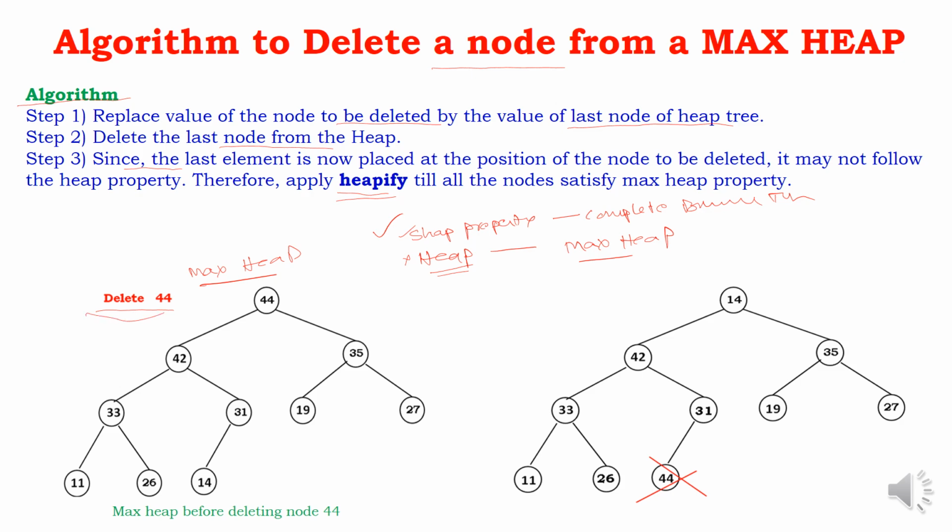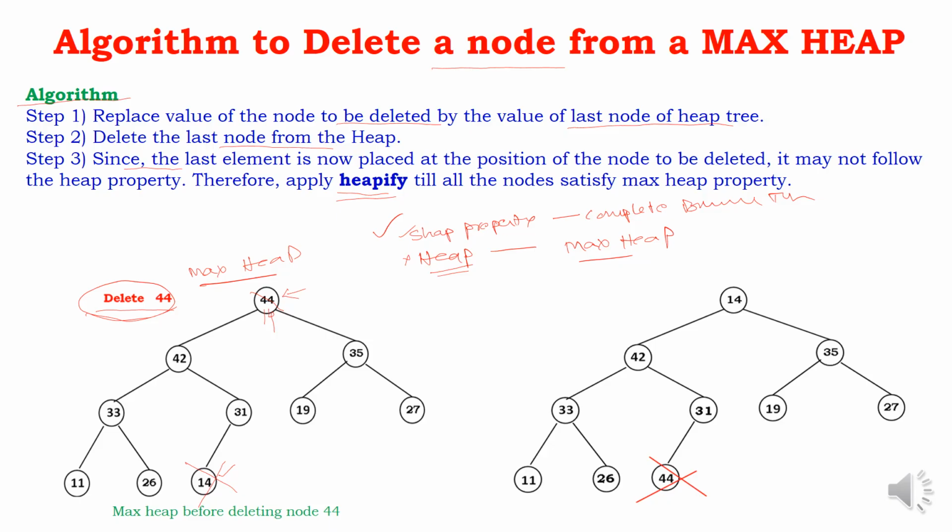Now, if you are asked to delete 44, the first step is to replace the value of the node to be deleted. The node to be deleted is 44. It should be replaced with the last value, so 14. So interchange, or just replace, the value of 44 with 14. Then delete the last value. Step 2, delete the last node.